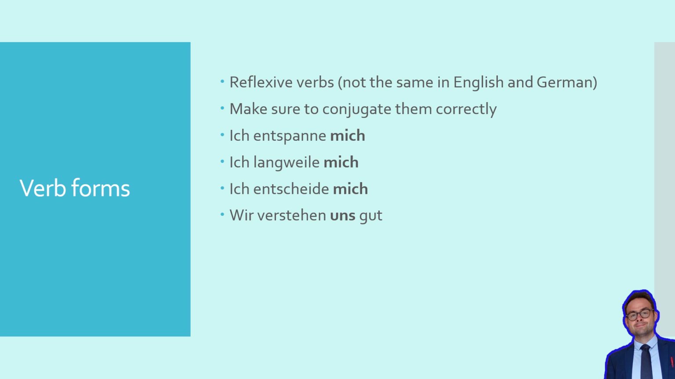And conjugating it correctly, wir verstehen uns gut. We get on well. Literally, we understand ourselves well. Sie lassen sich scheiden. So the sich form is for er, for sie, and also for they. Es gehört mir. So it belongs to me. Ich putze mir. So sometimes it's mich, sometimes for certain verbs it could be mir.